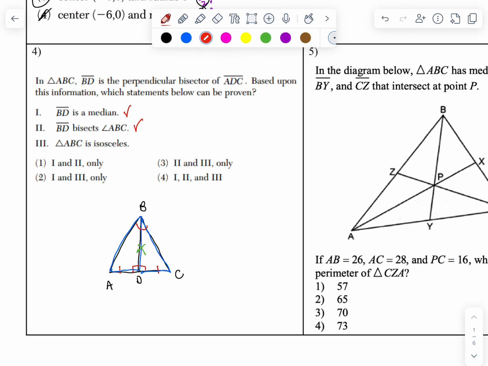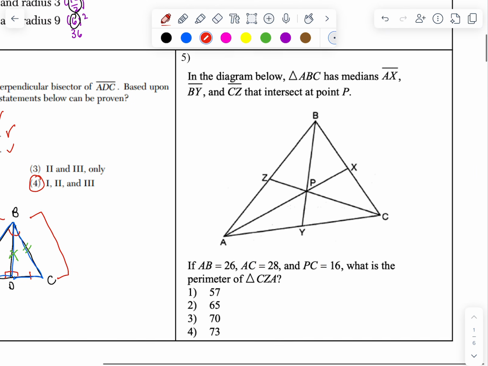Triangle ABC is isosceles. Do we have a reason to believe that? Let's see. Using CPCTC, we can also say that these sides are congruent of the two smaller triangles. And yeah, in the big triangle, that would mean these two sides are equal. So absolutely, triangle ABC is isosceles. Look at that, we can CPCTC so much stuff. So the correct answer is answer choice number 4.